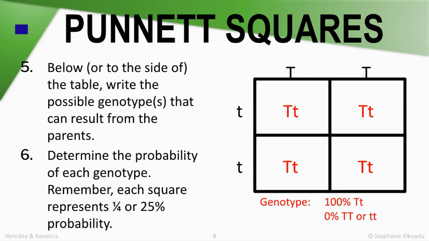And if you look, each box is actually the same. It's capital T, little t. Box 2, capital T, little t. Box 3, that bottom left, capital T, little t. And the last box, capital T, little t. So they're all the same.